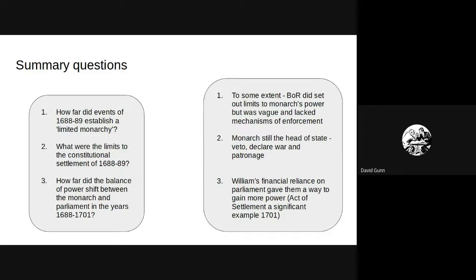Question 3, how far did the balance of power shift between the monarch and Parliament? If we're going from 88 to 1701, I think you need to bring in this financial reliance on Parliament from William, which gave Parliament more power. And then something like the Act of Settlement is a significant example to show how the balance of power shifts. So again, just look at the dates. I think it's a different answer if you're just talking about 88 and 89 to if you're going all the way to 1701.